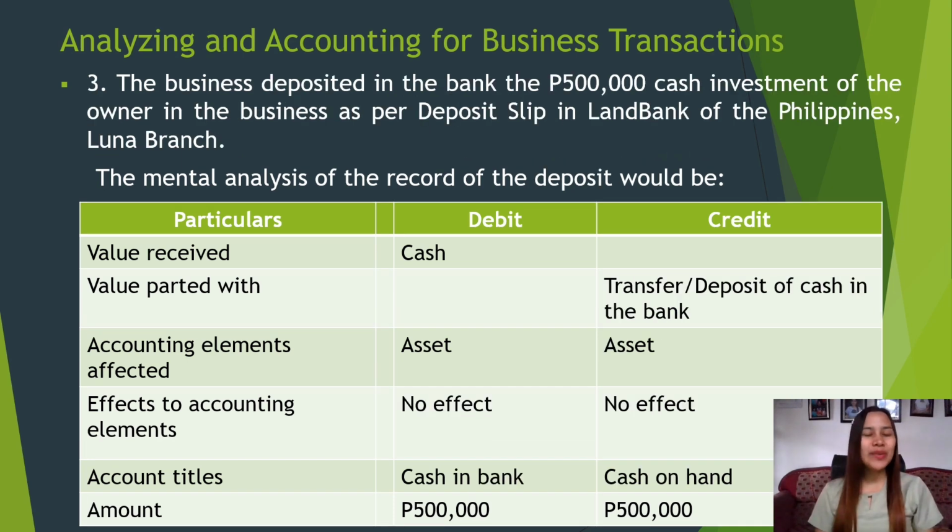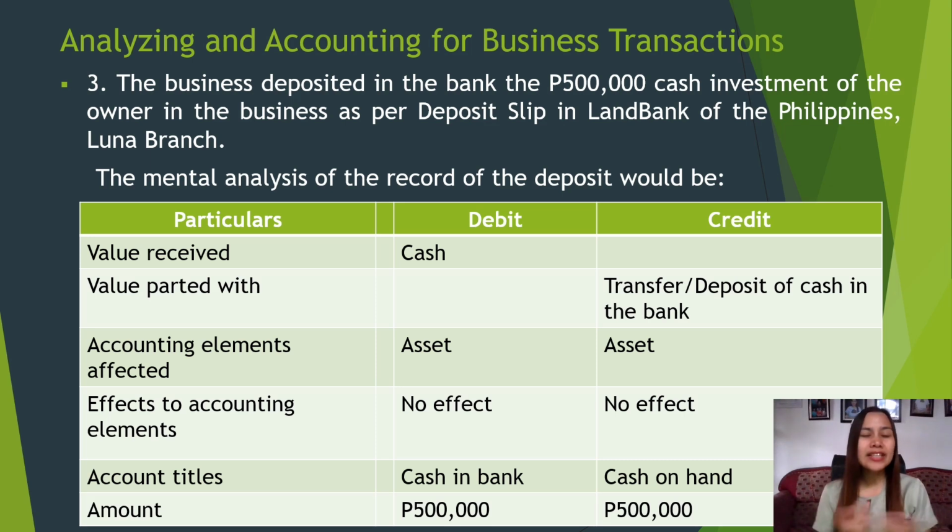Okay, let's proceed with the third transaction. The business deposited in the bank the 500,000 cash investment of the owner in the business as per deposit slip in Land Bank of the Philippines, Luna branch. So the mental analysis of the record of the deposit would be: value received, cash, of course, then value parted with, transfer or deposit of cash in the bank. So the accounting elements affected: asset, and the credit is also asset. The effect is no effect.